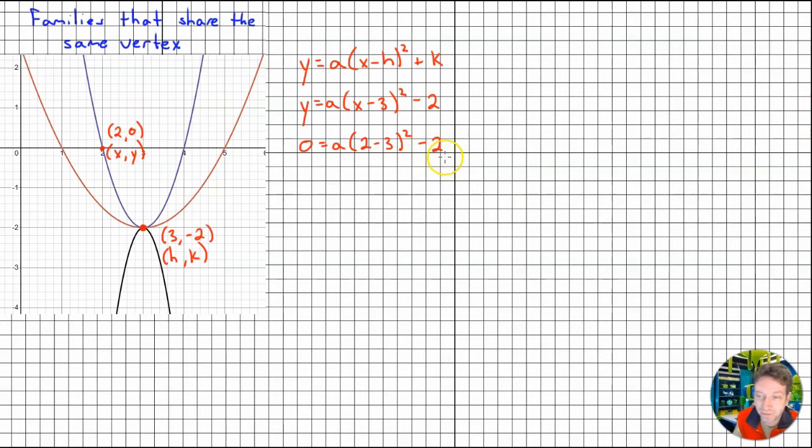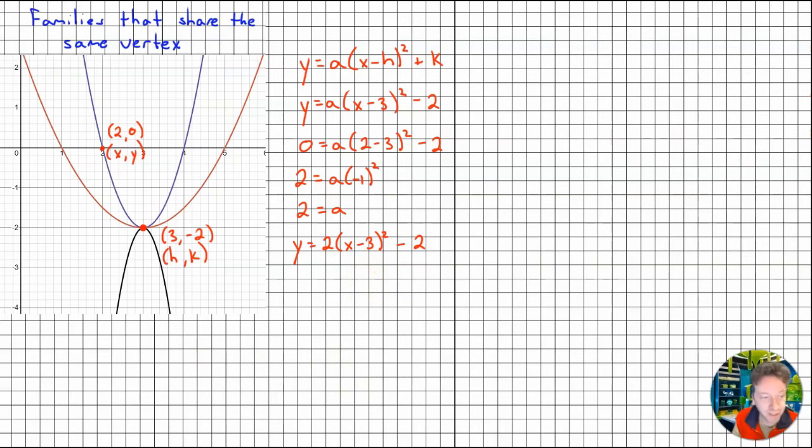So if we solve, bring the negative 2 over. So we got 2 equals a times (2 minus 3) squared. 2 minus 3 is negative 1 squared. When we square negative 1, that just becomes 1. So a is equal to 2. So our equation then for purple is y equals 2(x minus 3) squared minus 2.